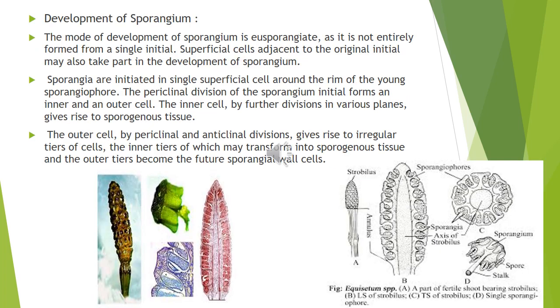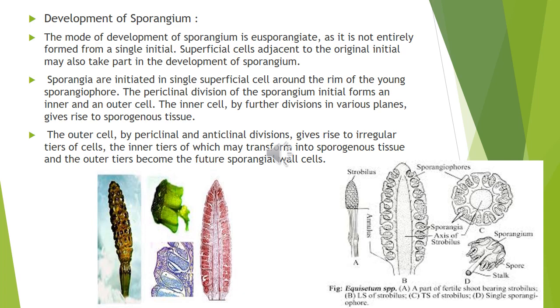Now we will see the development of sporangium. The mode of development of sporangium is eusporangiate. Keep in mind that the development of sporangia here is of the eusporangiate type. That means the sporangium develops from a group of cells rather than a single cell. Hence such type of development is called the eusporangiate type of development.